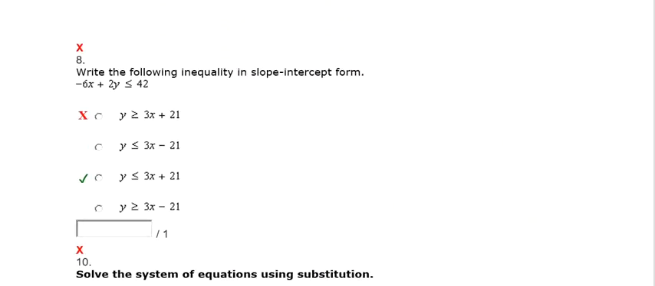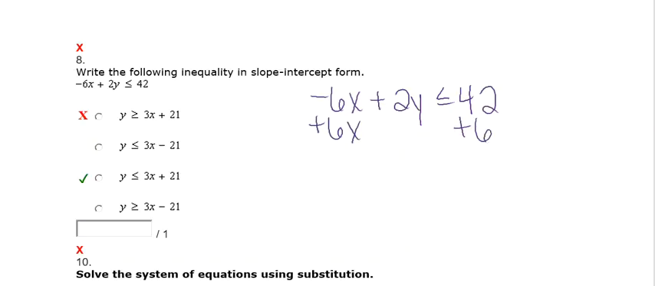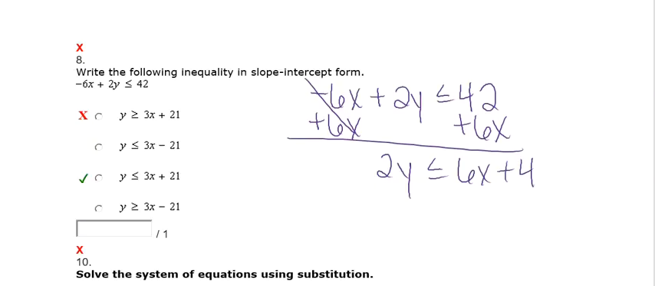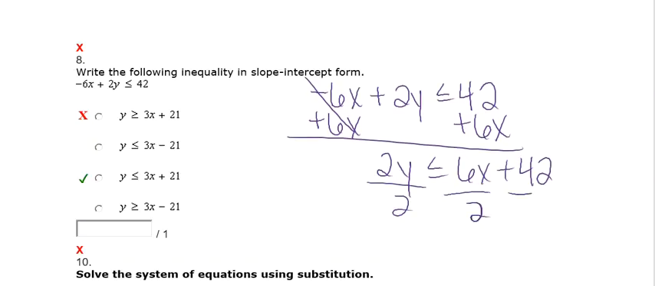Okay, again, putting this in slope-intercept form, it looks like several of these were missed, so hopefully me going over a lot of these examples will help. So the first thing we want to do is add, again, 6x to both sides. We want to get the x term on the other side. So that's 2y is less than or equal to 6x plus 42. We want to squeeze that 6x up in front of the 42. Everything gets divided by 2.